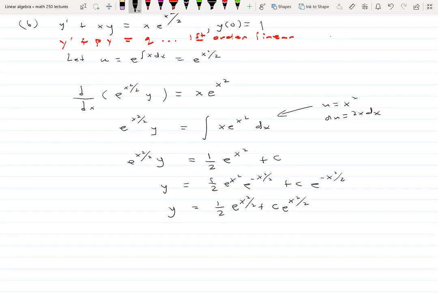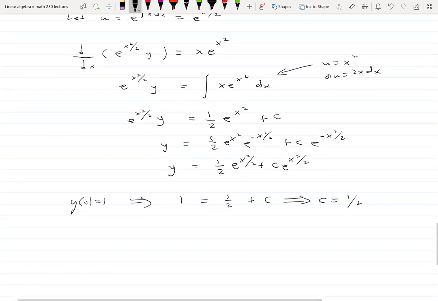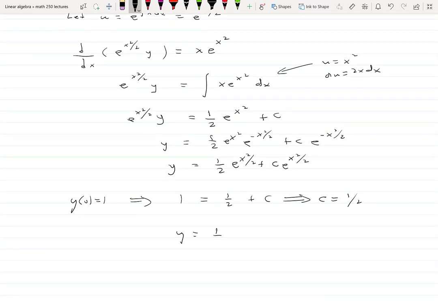This is an initial value problem. So y of 0 equals 1 implies that y is going to equal 1 when x equals 0. So that means the constant for the differential equation, c, is 1 half. And our solution then looks like 1 half e to the x squared over 2 plus 1 half e to the negative x squared over 2. I forgot a minus on the exponent of c e to the negative x squared over 2.